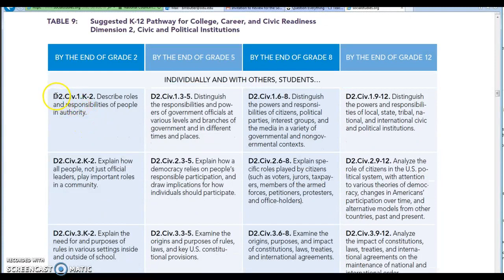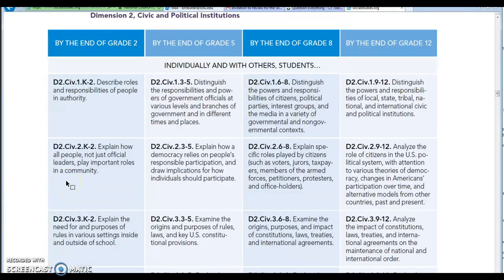So for instance, we see D2, Dimension 2, civics, standard 1, K through 2. So between kindergarten and second grade, students should be able to describe the roles and responsibilities of people in authority. Through third grade through fifth, they should be able to distinguish the responsibilities and powers of government officials at various levels and branches of government and at different times and places. And you'll see this leveling play out through all the standards.